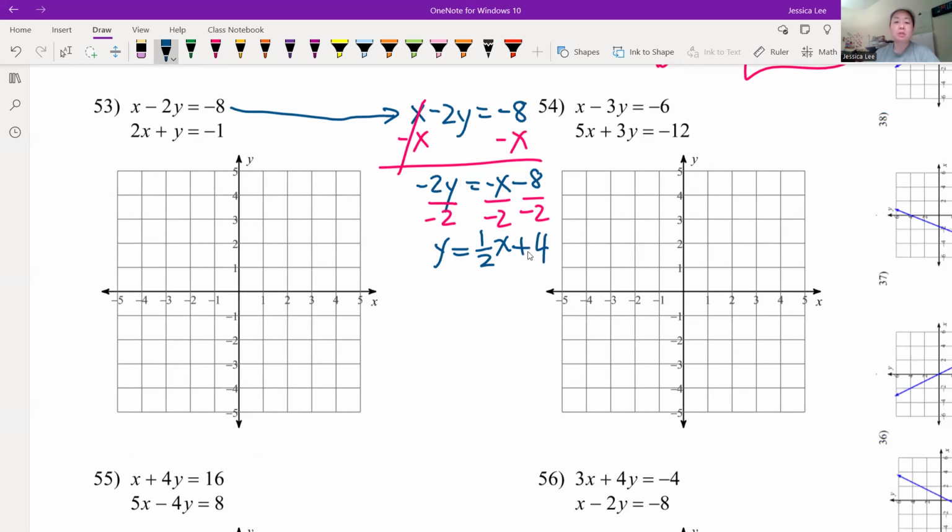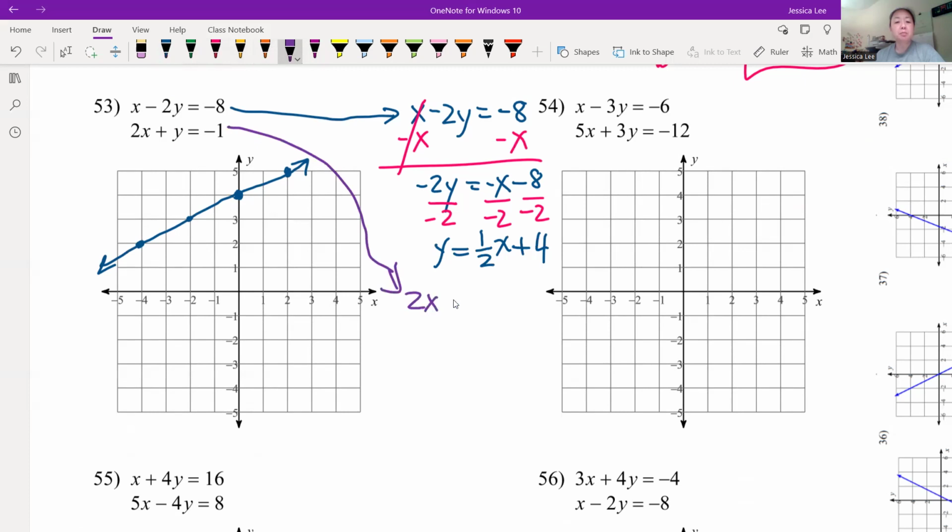Again, I am going to just graph that. So we're going to go up to 4 for the y-intercept. It's going to be up 1 and to the right 2. It is a positive slope. So there's my line. Okay, let's use purple this time. So purple is going to be my second equation right here.